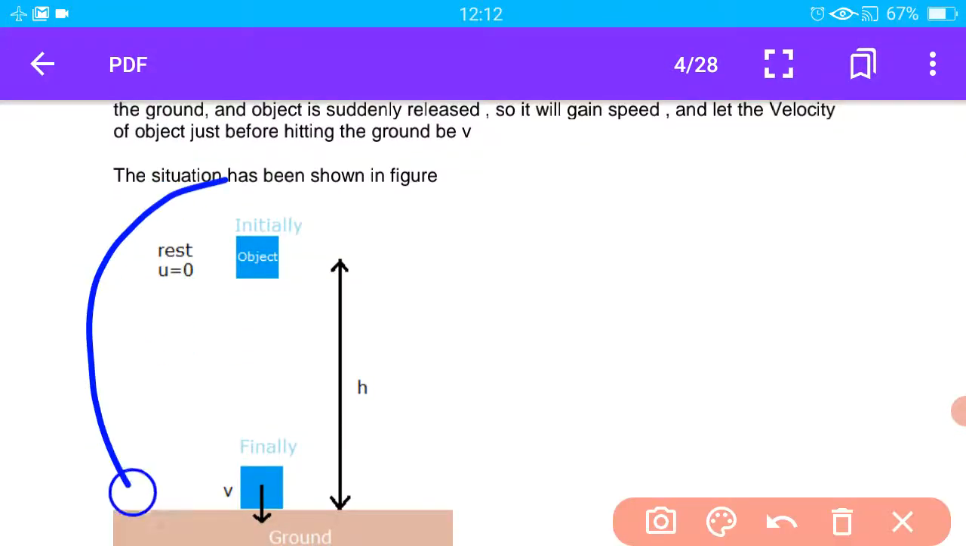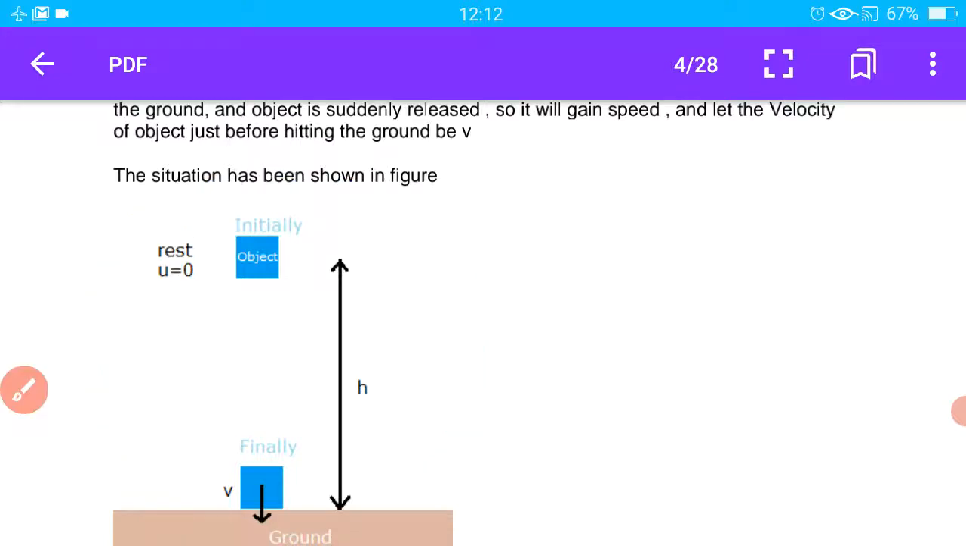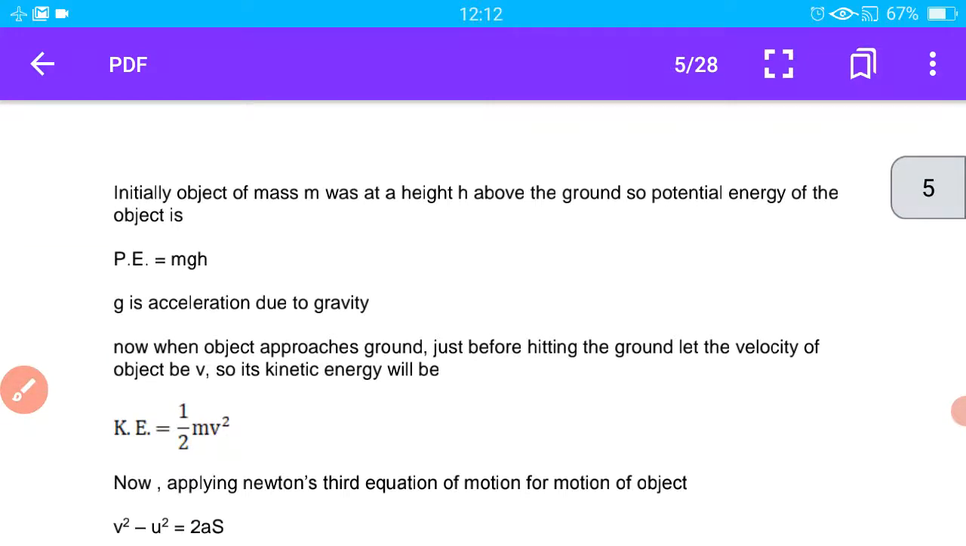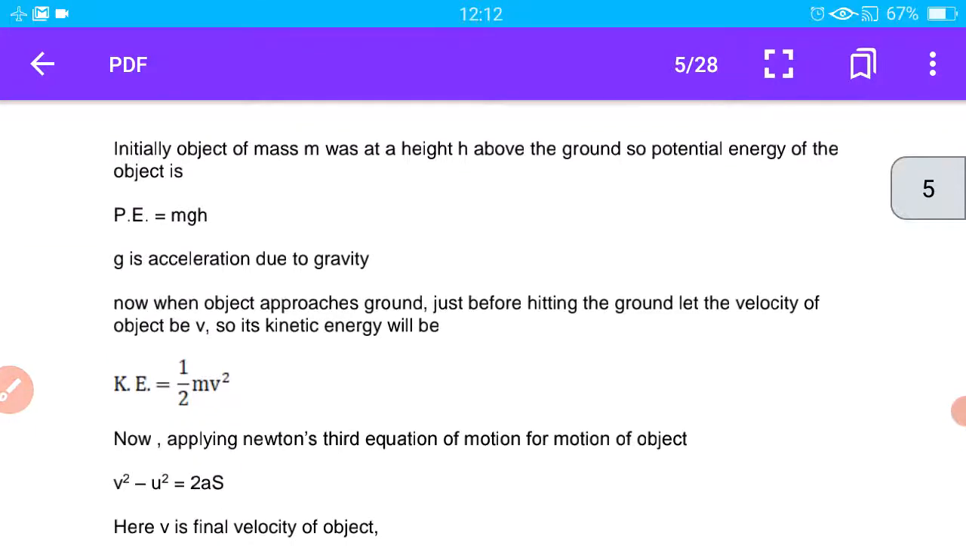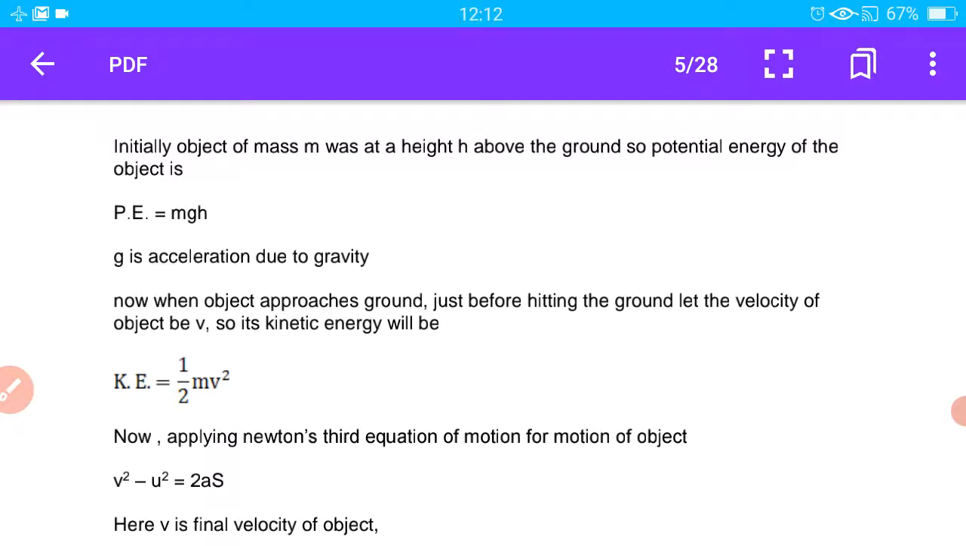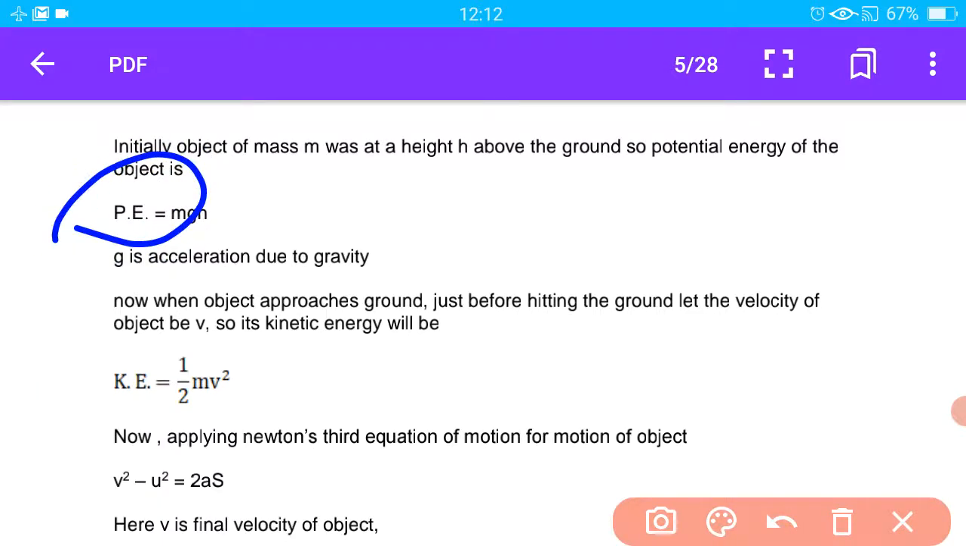Situation is shown in figure. Answer: Initially the object of mass m was at a height h above the ground, so the potential energy of the object is PE equal to mgh, where g is acceleration due to gravity.